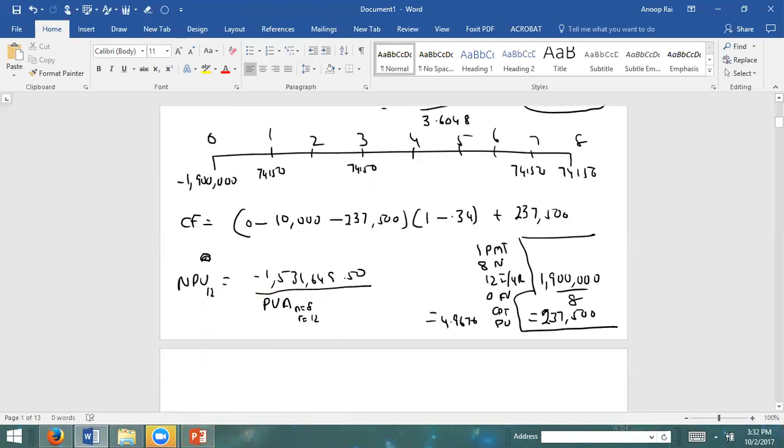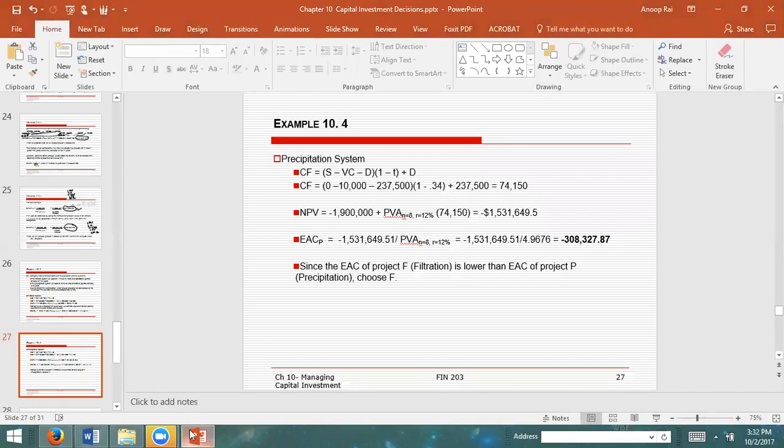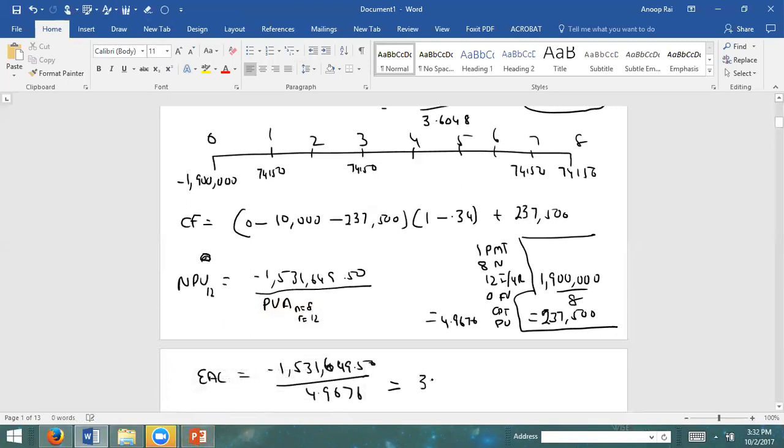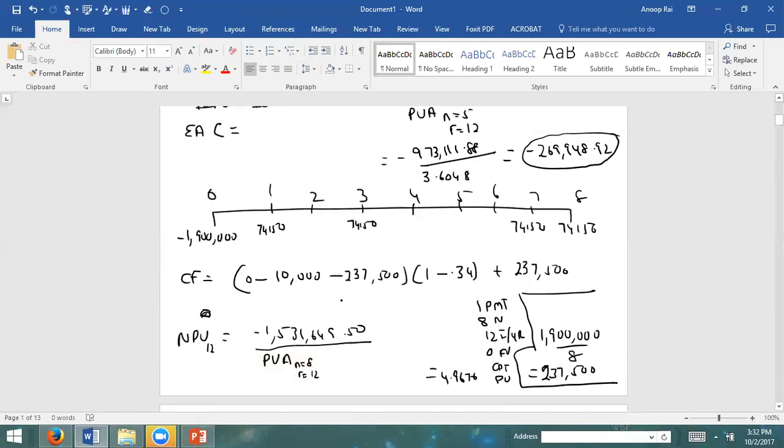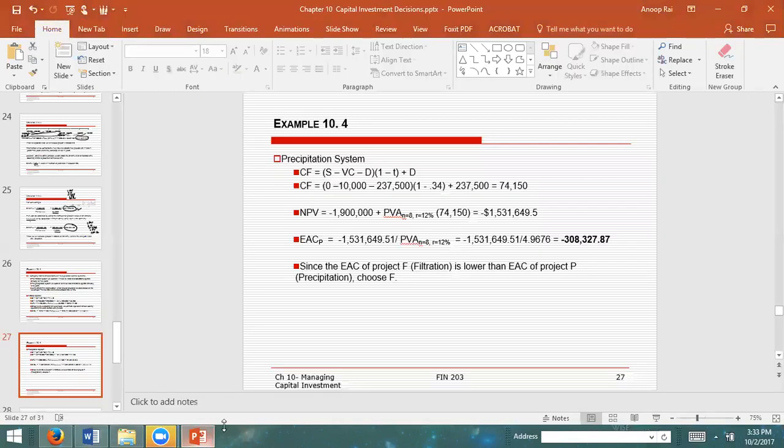So to get the equivalent annual cost, I'll divide this 1,531,649.50 by 4.9676, and I will get 308,327.87. And I'm going to compare this with the other plant, which was 269,948. So obviously I'll choose the 5-year project. Since the EAC of filtration is lower than the EAC of precipitation, I will choose project F at this point. So we've done 2 examples of unequal lives.